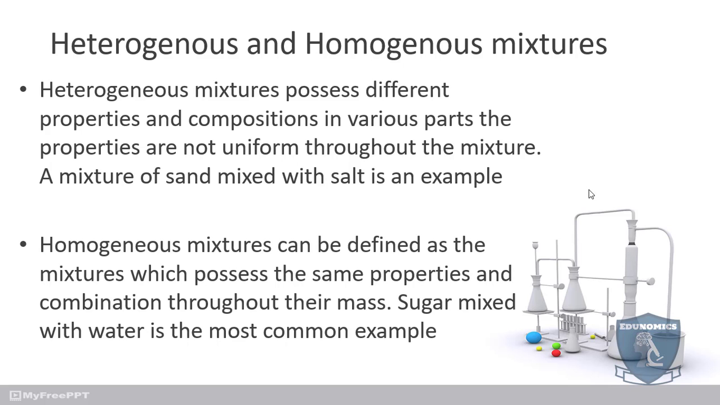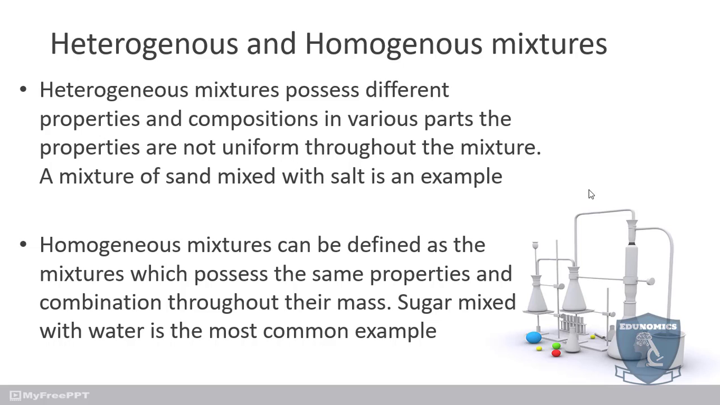Now, homogeneous mixtures, on the other hand, can be defined as mixtures that possess the same properties and composition throughout their mass. Meaning that when you mix them together, they combine uniformly, right? So homogeneous mixtures combine uniformly. You can't actually tell one apart from the other.